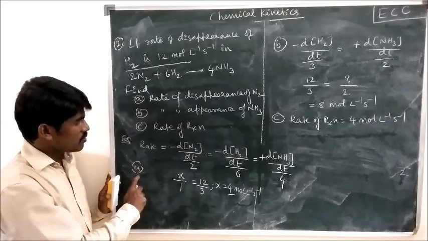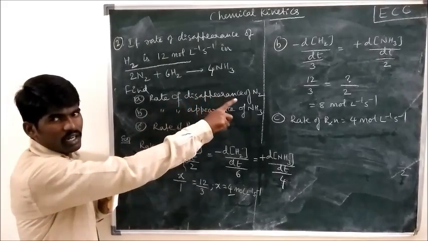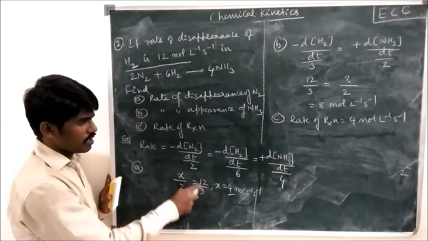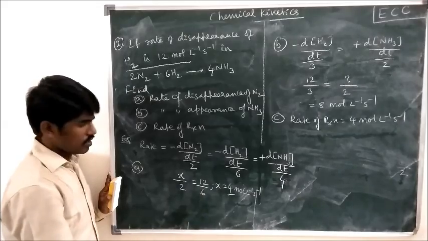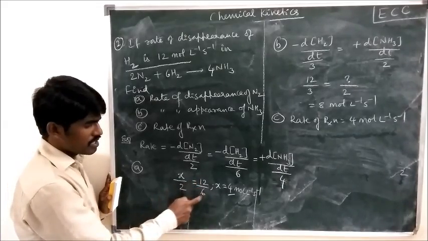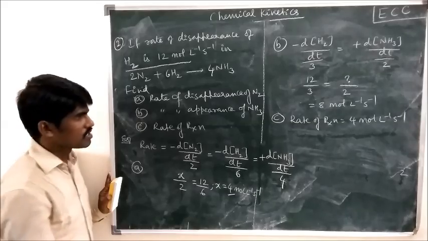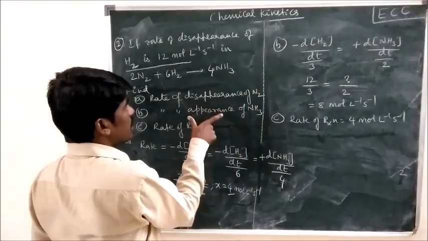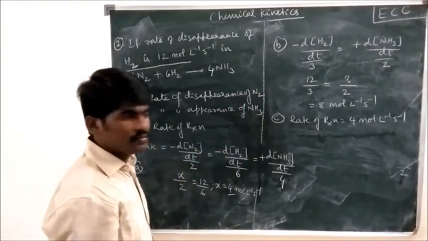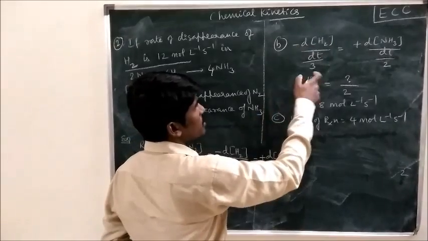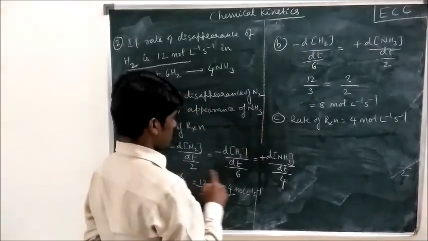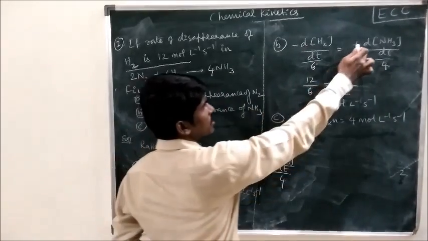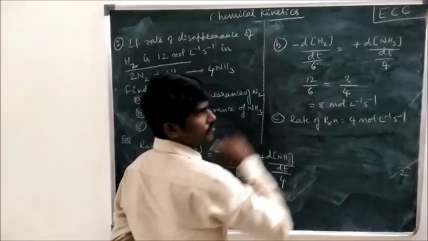Now what do you have to calculate? First, part A, we have to calculate the rate of disappearance of N2. You don't know this. X upon 2 is equal to 12 by 6. So 2 into 12, 24 upon 6, what did you get? 4 mole liter inverse second inverse. That is the rate of disappearance of N2. Now what are you calculating? The rate of appearance of ammonia. This value they have given, that is 12, but the stoichiometric coefficient is 6, and here the stoichiometric coefficient of ammonia is 4. 12 upon 6, this value you don't know, upon 4.